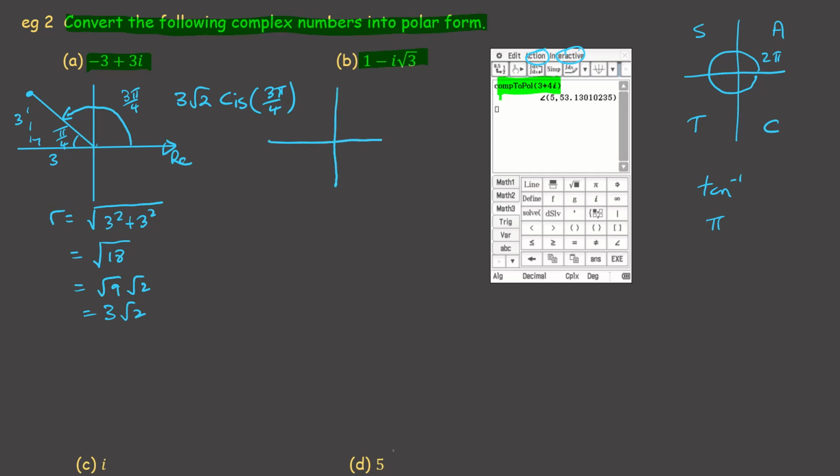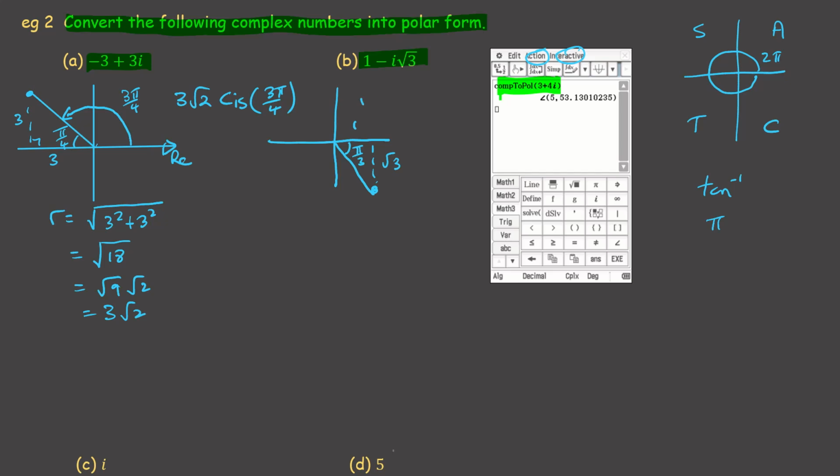So I'm going to do a sketch. 1 take away root 3i. So that would put it here, where that length is 1. That length is root 3. And that should tell you that this angle here is pi by 3, just using ordinary right-angled trigonometry.